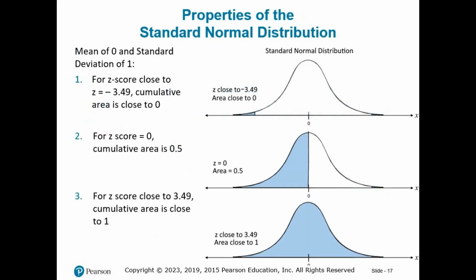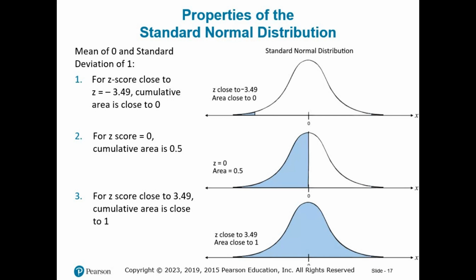It's at this point that we should talk about a few key ideas with regards to area and z-scores. Look at these graphs. The first one represents a z-score that is negative and very, very small. The smallest z-score on the chart is negative 3.49. When you get closer and closer to a z-score of negative 3.49, the cumulative area under the curve gets closer and closer to zero. And this kind of makes sense, right? A tiny bit of space is being accounted for, so it's not covering much area. So the lower the z-score, the closer to zero the area is.